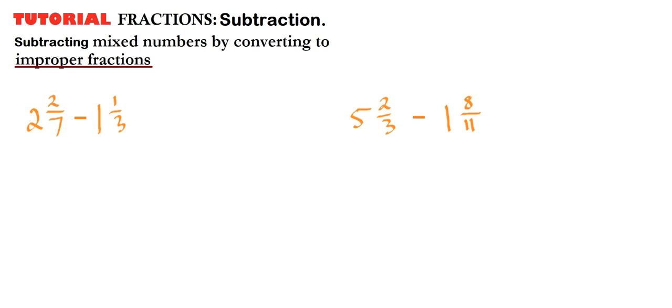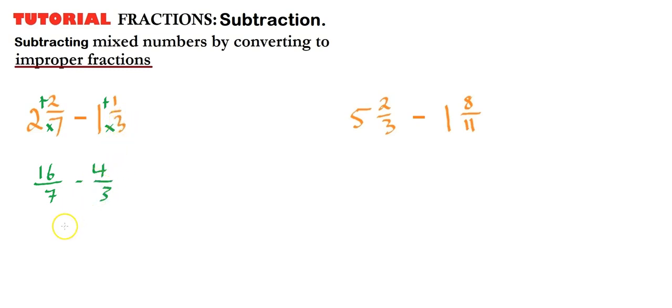We're looking to solve these mixed number problems by converting to improper fractions. So let's do that. We do that by multiplying the denominator by the whole number and then adding the numerator. So 7 times 2 is 14, plus 2 is 16, and that goes over the denominator, which is 7. And we do the same here. So 3 times 1, that's 3, plus 1 is 4, and the denominator here is over 3.